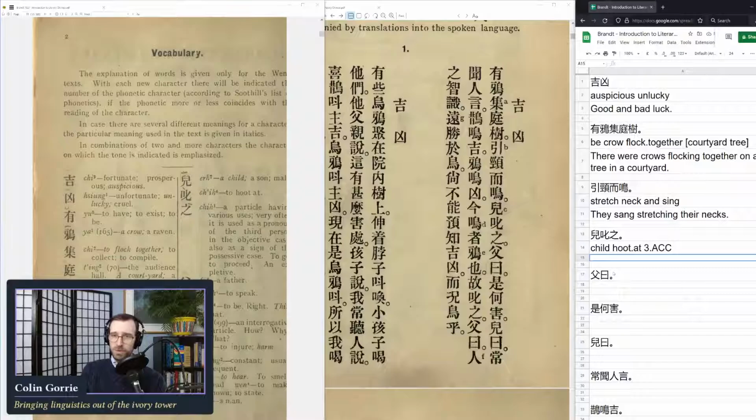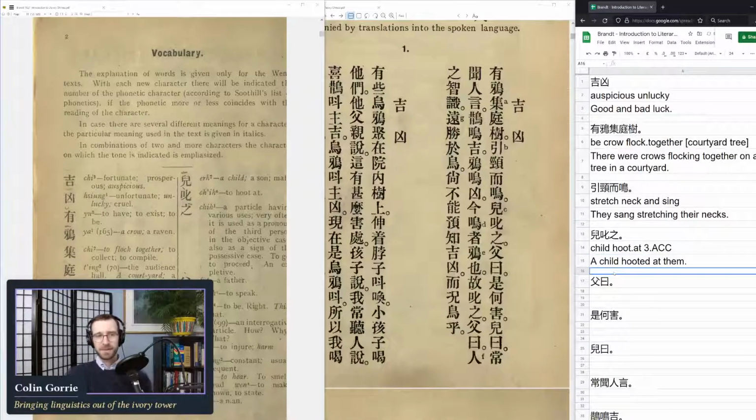So who would these accusative things be referring to? Probably the crows. So we have a child hooted at them. Okay. Next, we have a very short sentence. Fu yue. Father, speak.